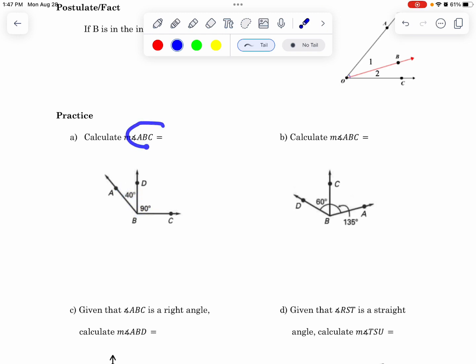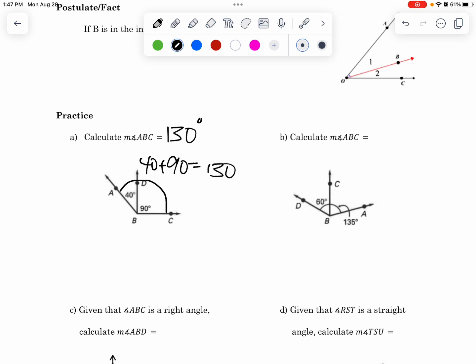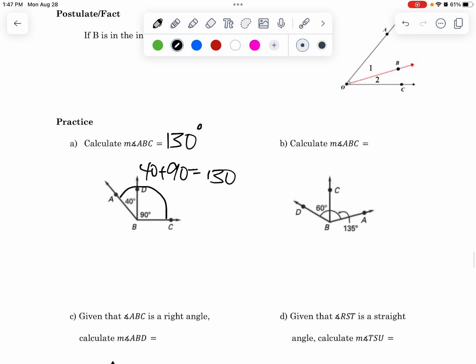So let's look at ABC. Trace it with your finger. A, B, C. Oh, it's that entire angle. So what I need to do is I need to add 40 plus 90 together. And that gives you 130. So it's 130 degrees. You have to trace it with your finger, okay?